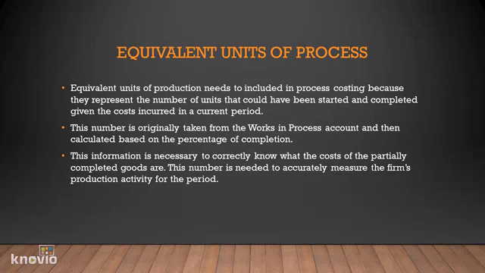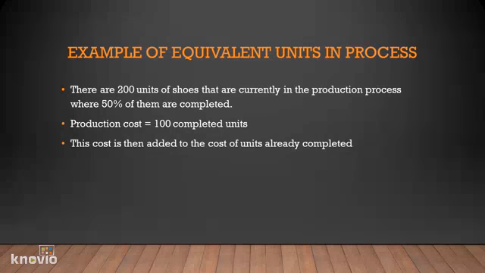The last thing on our list is the equivalent units of production, and this needs to be included in the process costing because they represent the number of units that could have been started and completed given the costs incurred in a current period. This number is originally taken from the works in process account and then calculated based on the percentage of completion. This information is necessary to correctly know what the cost of the partially completed goods are. This number is needed to accurately measure the firm's production activity for the period.